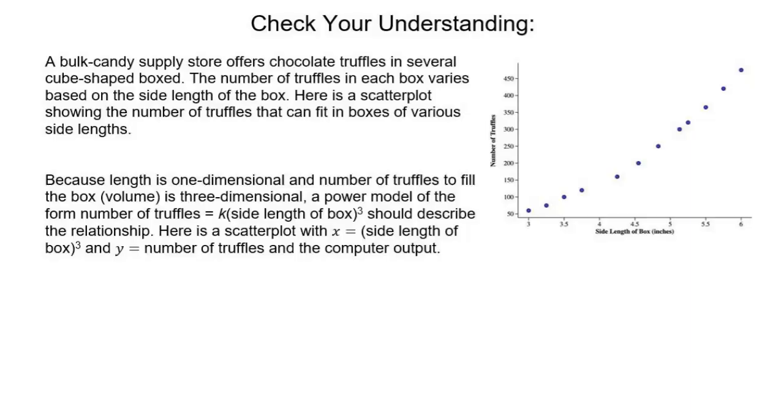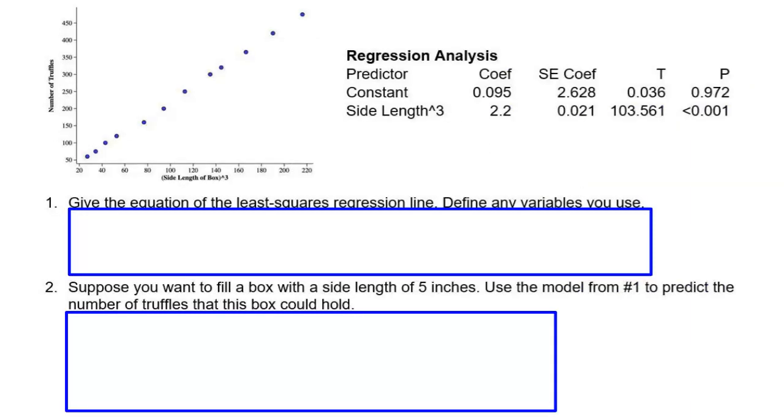So when they corrected that and they had x equals side length of box cubed, so now x is side length of box cubed, this is the plot that came back. Do you see that it got straighter? It's much less curved. Here's the regression output.